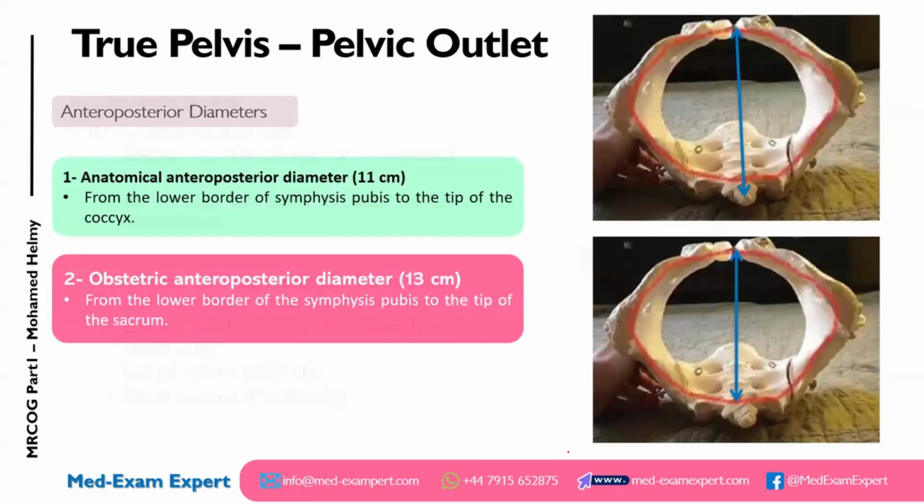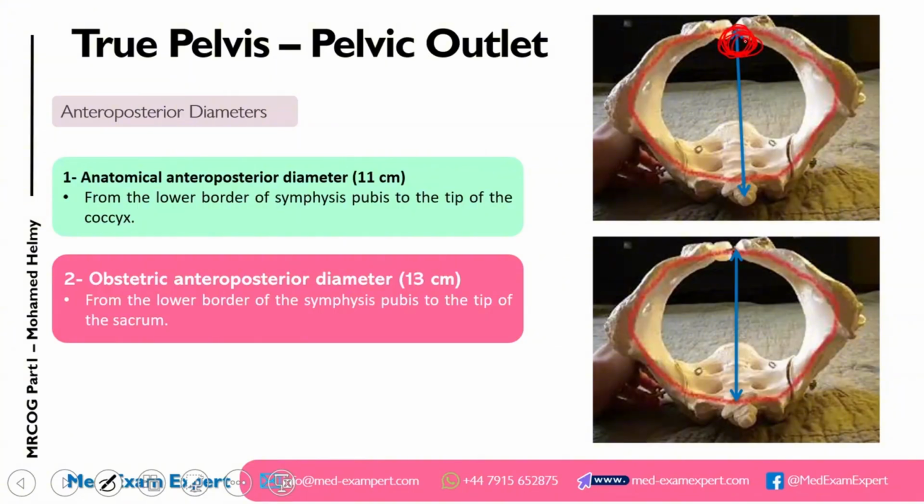What about the diameters of this outlet? What is the diameters of this outlet? Let's talk about the anteroposterior diameters. The anteroposterior diameters also have a common point. This point, which is the lower border of the symphysis pubis, we will draw two lines.